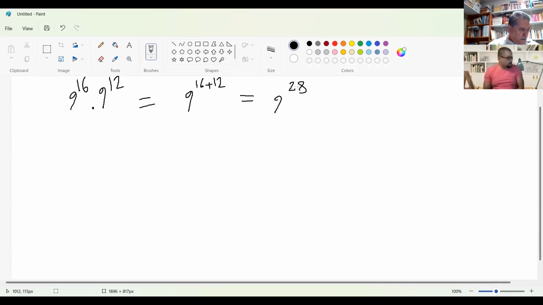Why did the textbook write 9 to the power of 18? I think that's a mistake. You have to add, not subtract. 6 plus 12 is 18. I'm sorry, I wrote 9 to the power of 16. Okay, it doesn't matter.